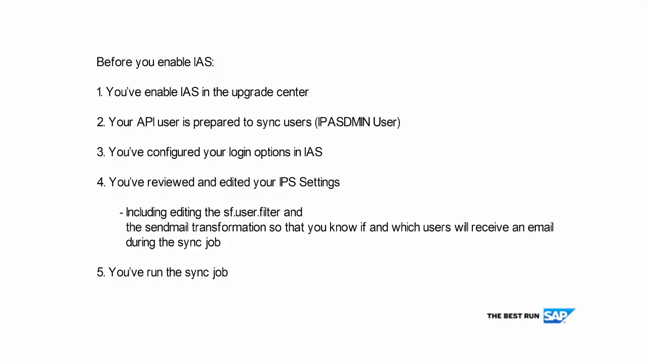Number 4, you've reviewed and edited your IPS settings, including editing the SF user filter and the send mail transformation. That way you'll know who the users are who will receive emails during the sync job, or if you want users to receive an email during the sync job. And number 5, you've run the sync job.